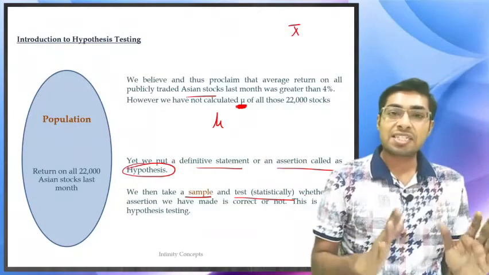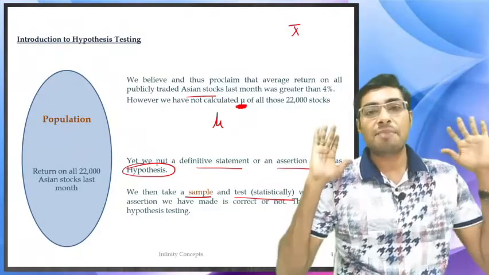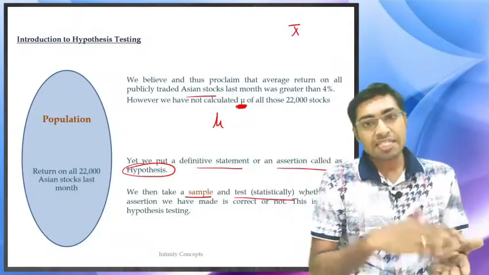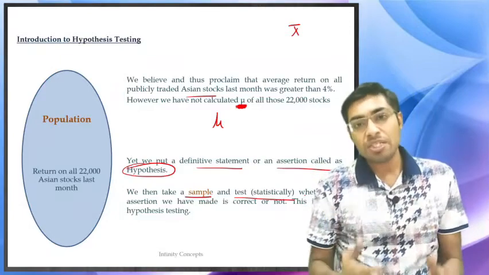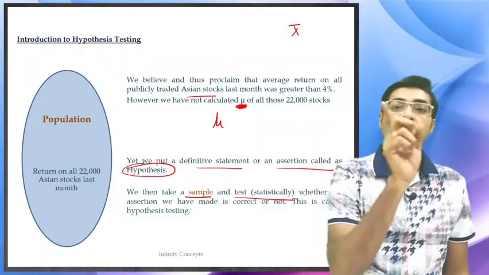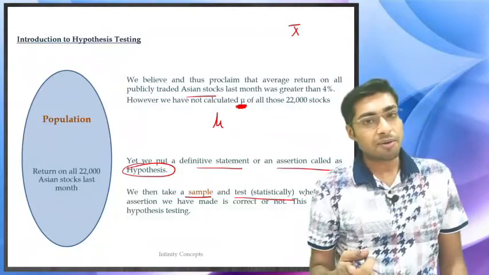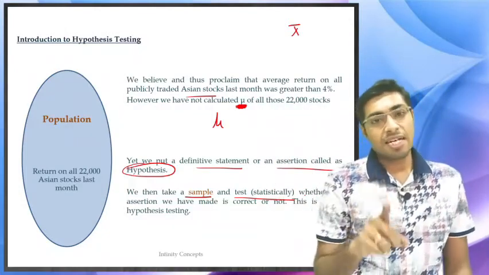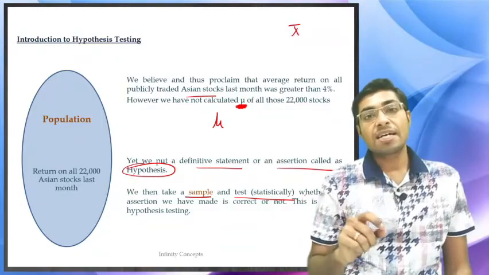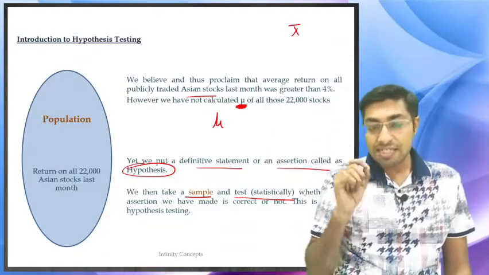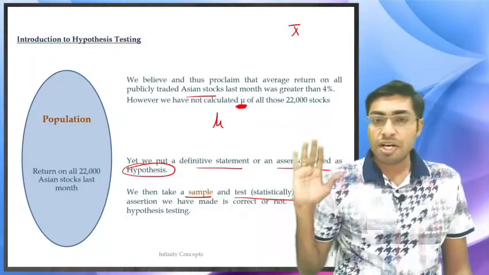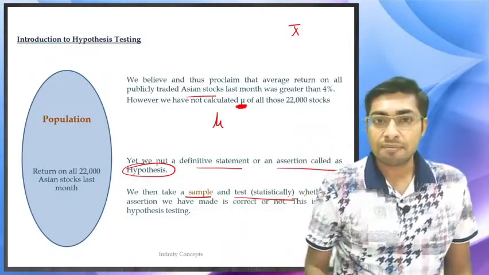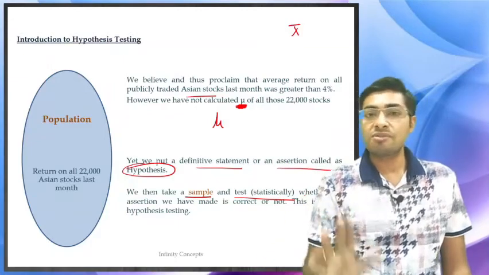But the basic contention is, first you make a statement, an assertion, in the market. After that, you statistically prove through hypothesis testing whether the statement that you have made is correct or not. For the time being, what is the statement that we have made? The statement is that the population mean of all those 22,000 stocks on the Asian stock market is more than 4%. This is what we have said in the market.